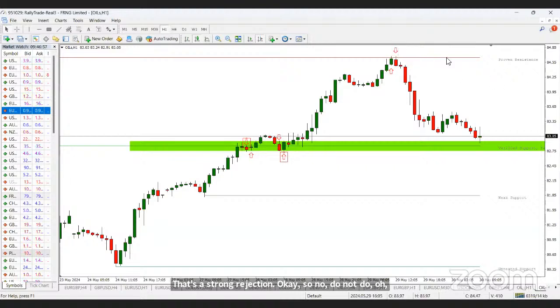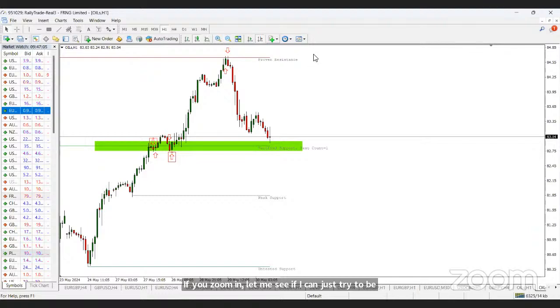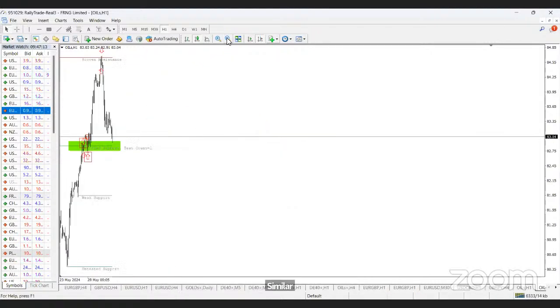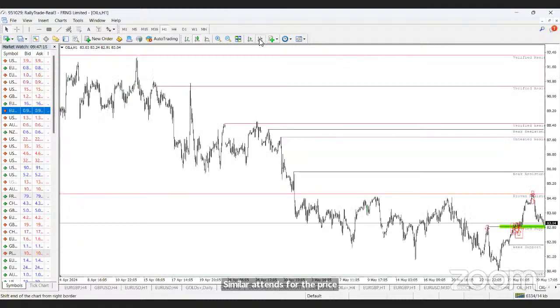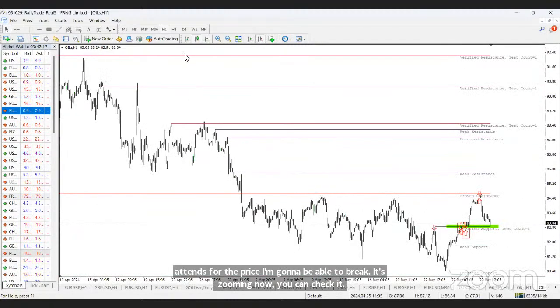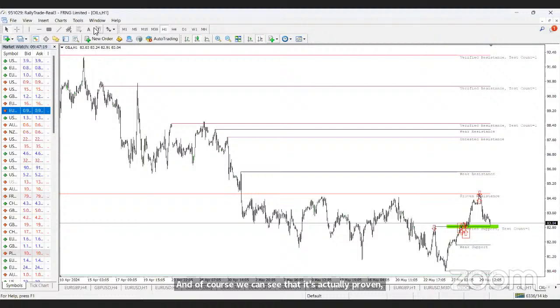Now, if you zoom in, let me see if I can just drag this one away from here. We see proven resistance there. So what do we mean by proven resistance? A proven resistance is a zone on the chart that price has gotten to previously in several attempts, but the price has not been able to break. So if you zoom in now, we can check it. And of course, we can see that it's actually proven, all right? Because we have seen it more than 4 times. 4 rejections give you a proven resistance, okay?